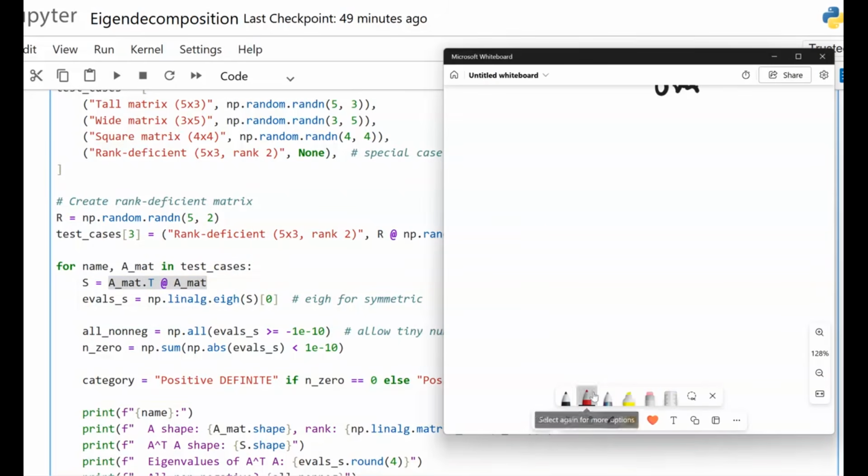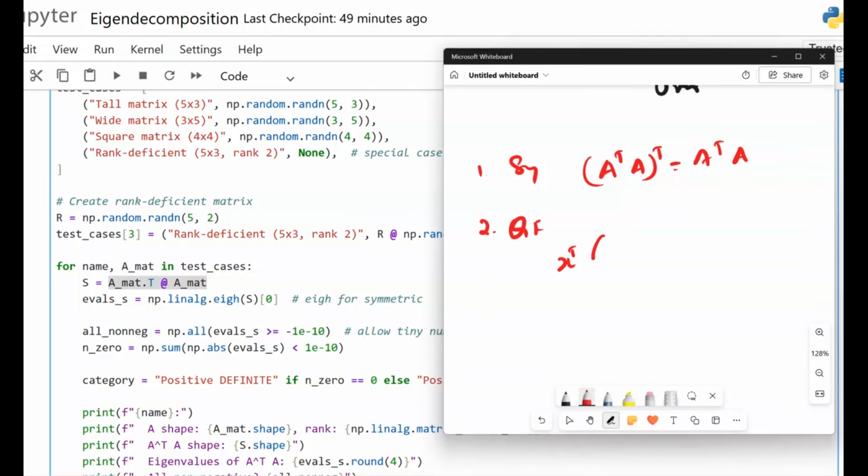So here it defines the two main key properties. The first one is all about the symmetry. Yes, of course, A transpose A, the whole transpose, is equal to A transpose A. And second is the quadratic form. So kindly just observe X transpose times A transpose A times X is equal to (AX) transpose times AX. So here, yes, the squared norm of AX is greater than or equal to 0.